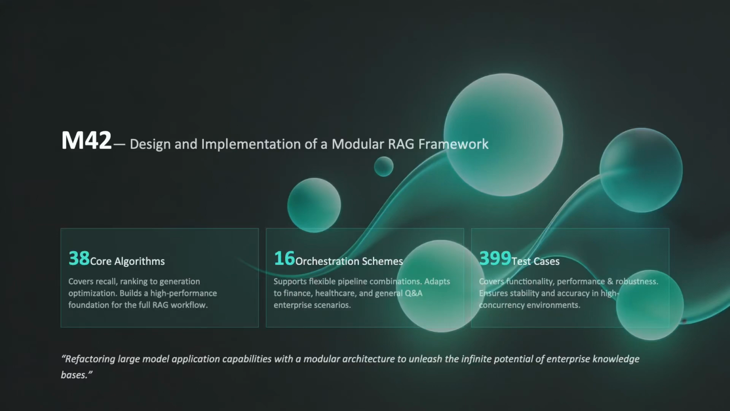Hello, everyone. Today, I'd like to introduce our self-developed framework, M42, a fully modular retrieval-augmented generation framework built entirely on Java. First, let's look at our core hard indicators. We've encapsulated 38 independent algorithm modules, covering the full RAG workflow, from document recall, result ranking, all the way to LLM generation optimization.